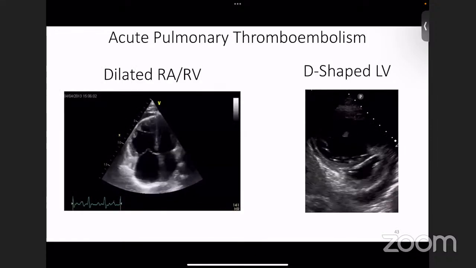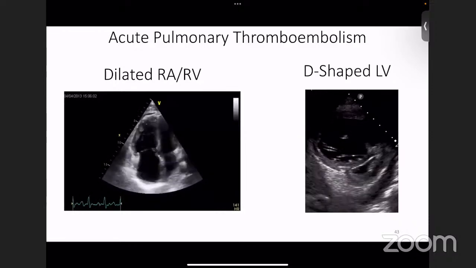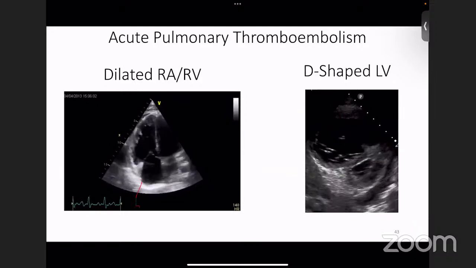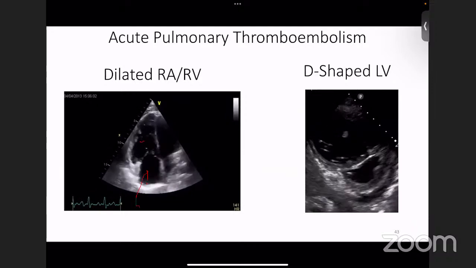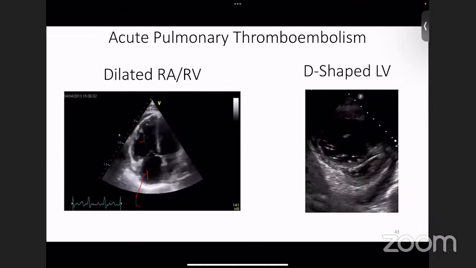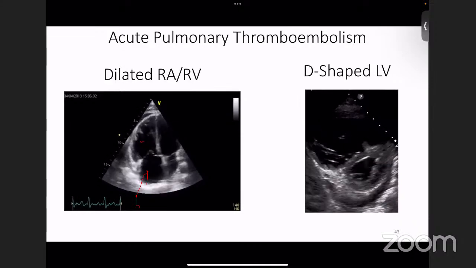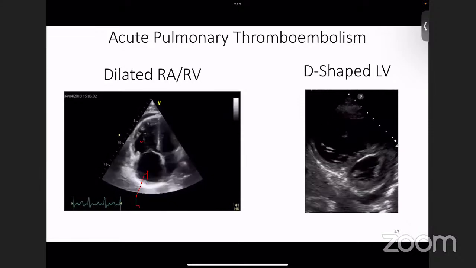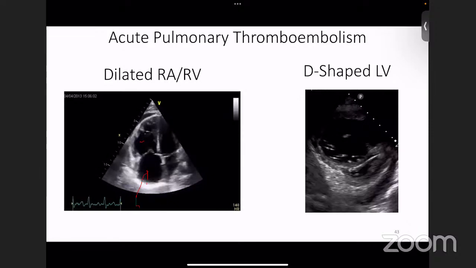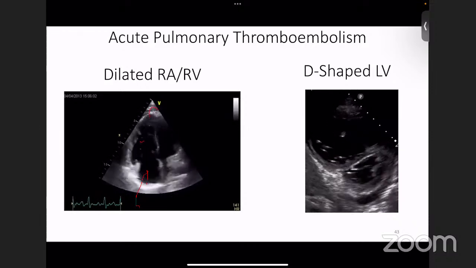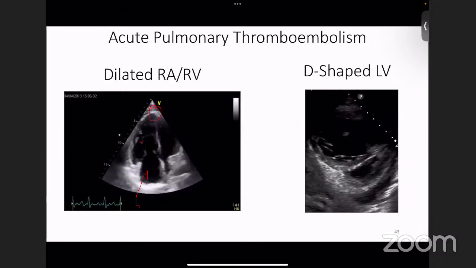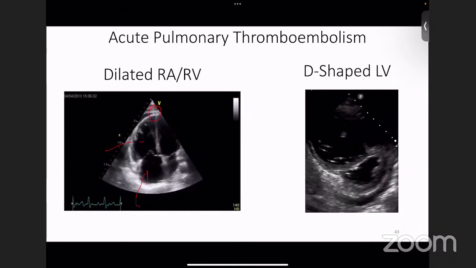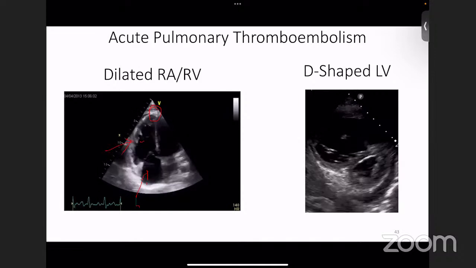Then coming to the pulmonary, what are the echo findings in acute pulmonary thromboembolism? So the main thing is the dilated RA and RV, okay, in the 4-chamber view. And you can appreciate tachycardia also in this echo, isn't it? Dilated RA, RV. And here you can see the McConnell sign. So the apex of the RV is contracting, but the free wall is not contracting. So that is the McConnell sign.